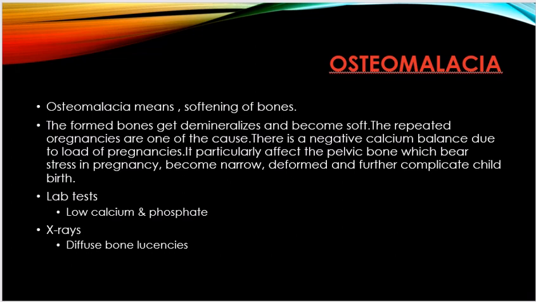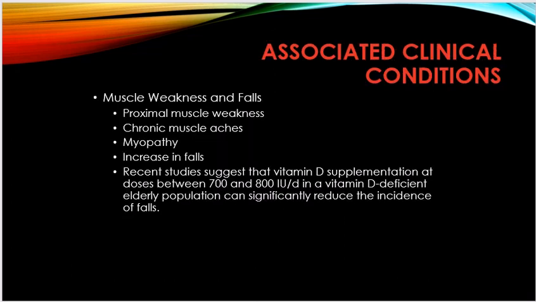The lab tests which are important for the diagnosis of osteomalacia are low levels of calcium and phosphate, and on X-ray we will find diffuse bone lucencies. The associated clinical conditions with vitamin D deficiency are muscle weakness and a history of falls. Proximal muscle weakness, chronic muscle aches, myopathies, and an increase in the history of falls.